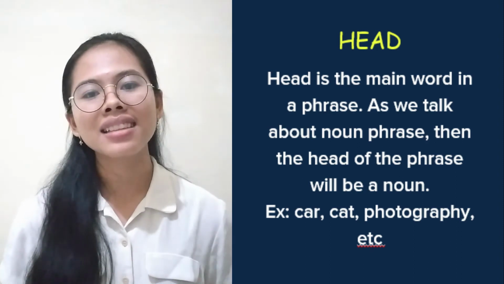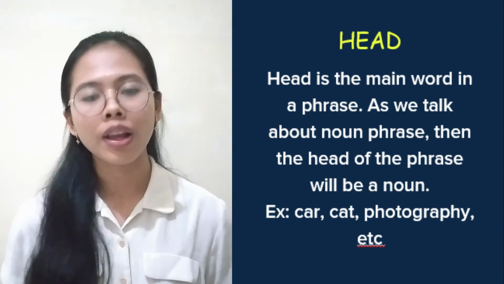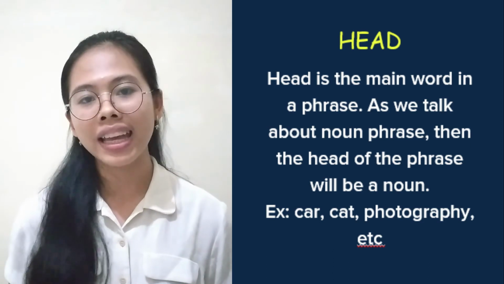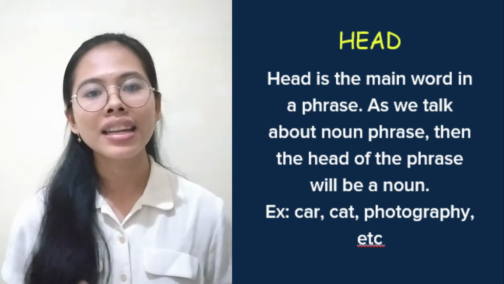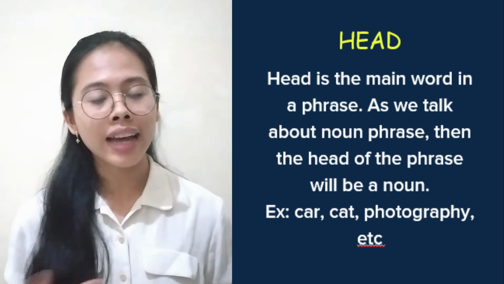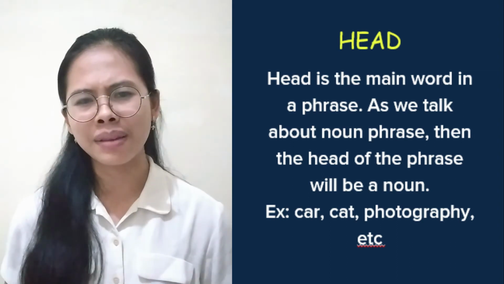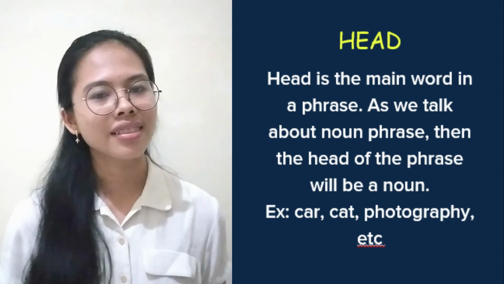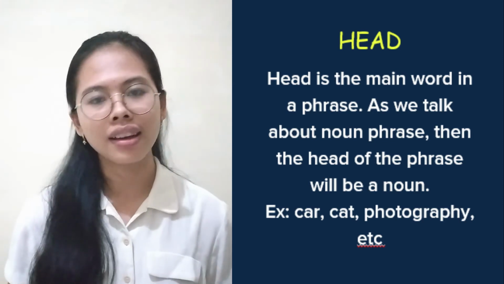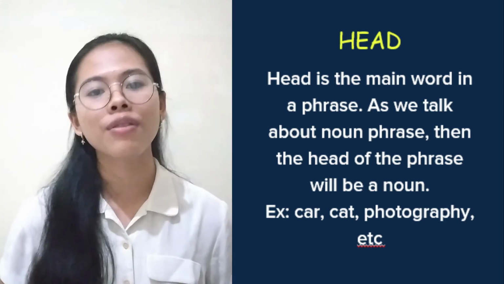And the last element is the head. The head is the main word of the phrase. Of course, because we are talking about noun phrases, it means that the head of the phrase should be a noun. Take examples: car, cat, photography, and so on. They are kinds of heads.